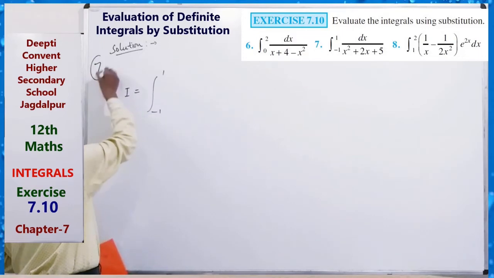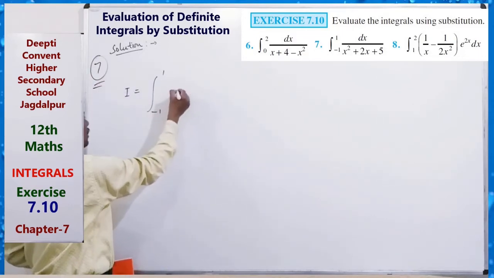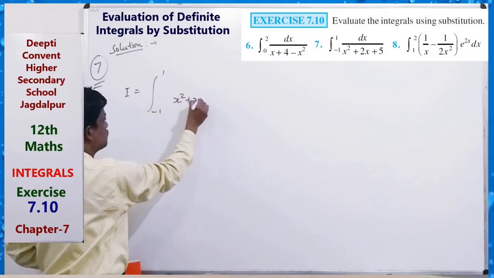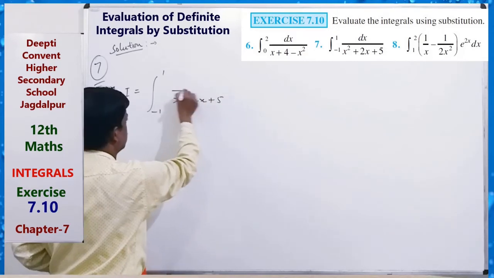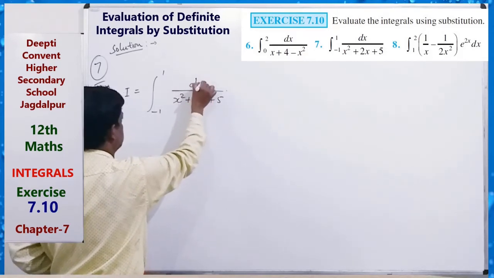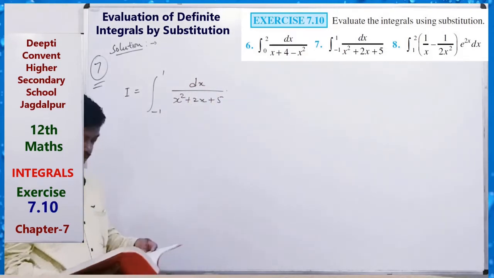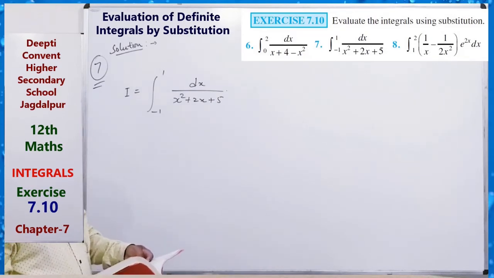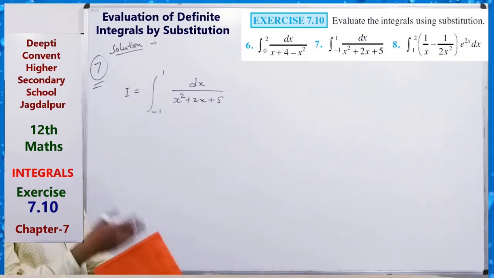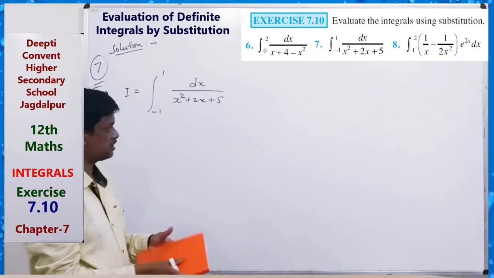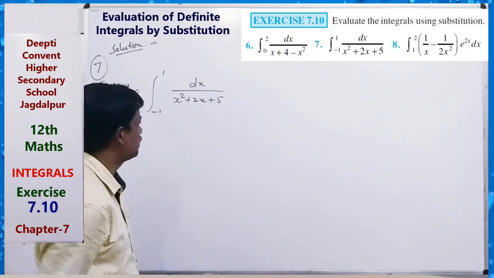Question 7: x square plus 2x plus 5 dx. This is the given question. Clear? x square plus 2x plus 5, a second degree factor in the denominator. So 6 and 7 are the same type of questions.